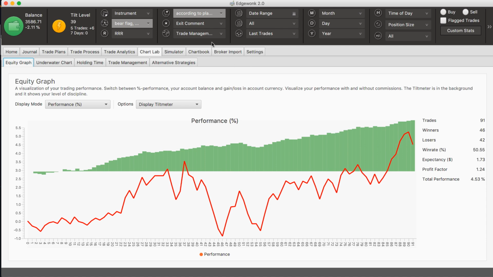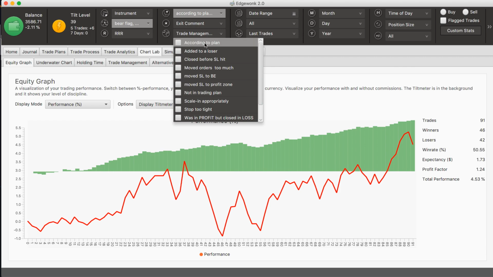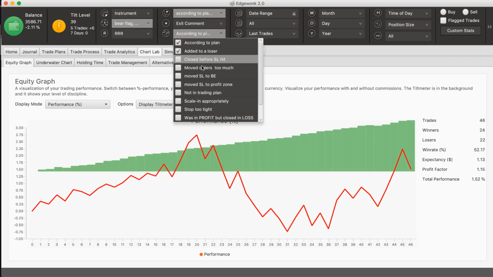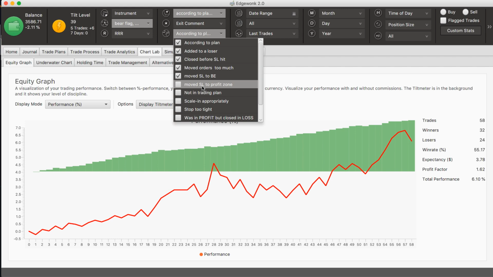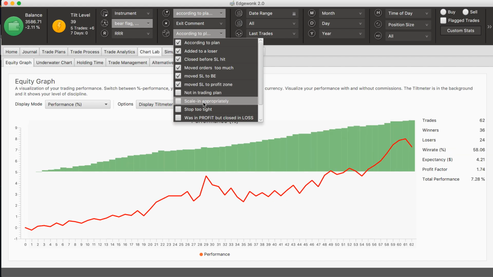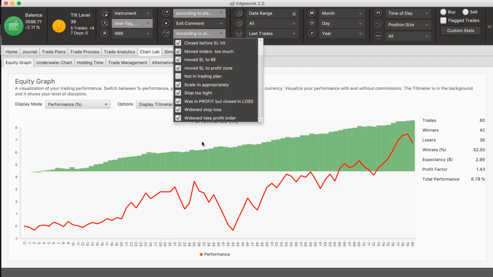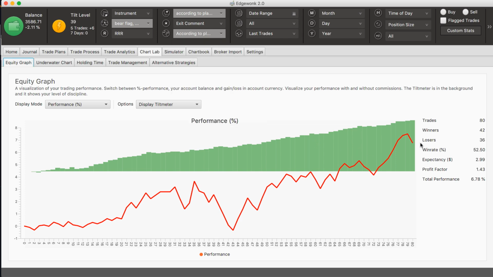Let's take maybe a last one. Of course, we don't want to overfit it, but we just want to see how the performance could have looked like. So what we want to do here is not in plan. We want to include everything except for the trades where he said they were not in the trading plan. And now you can see those are all selected. Okay. Now you can see almost a 7% performance.